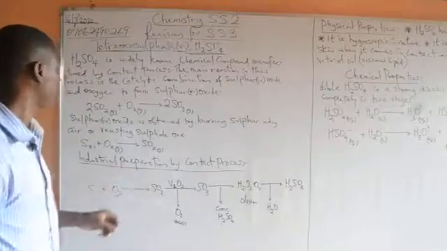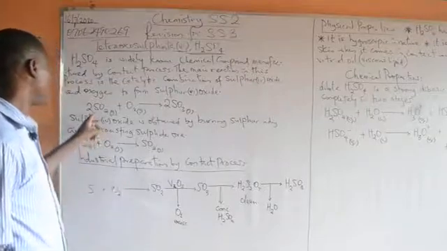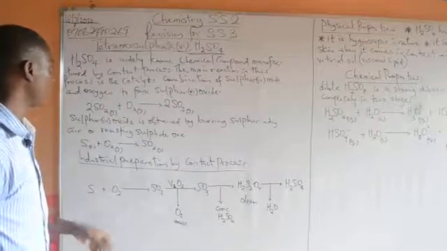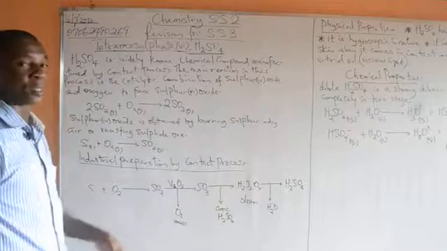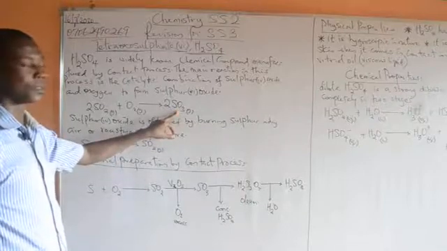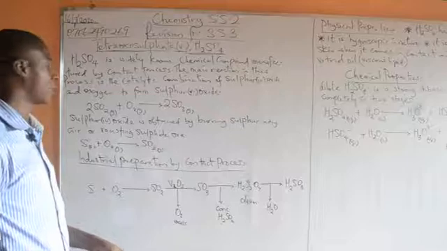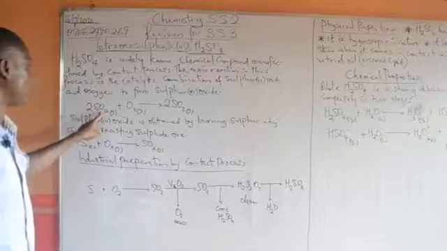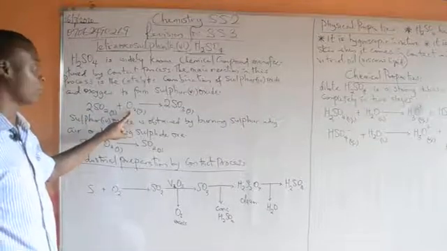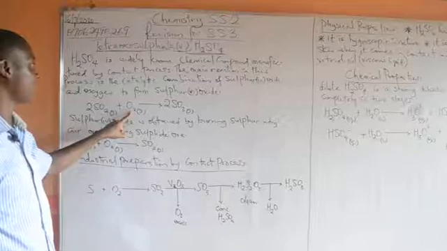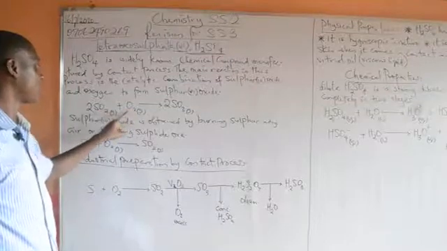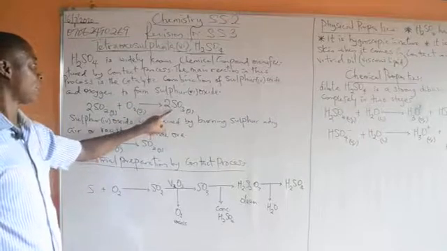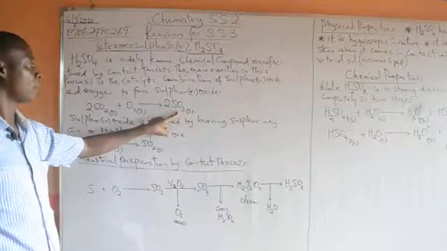So the first stage is the reaction of sulfur 4 oxide with what? Oxygen. It reacts with it and forms sulfur 6 oxide, SO3. That's the equation of reaction on the board. Sulfur 4 oxide reacting with what? Oxygen. That's the first stage in the contact process. Hope you are getting me now. Sulfur 4 oxide reacting with excess oxygen, to be precise, to form sulfur 6 oxide.